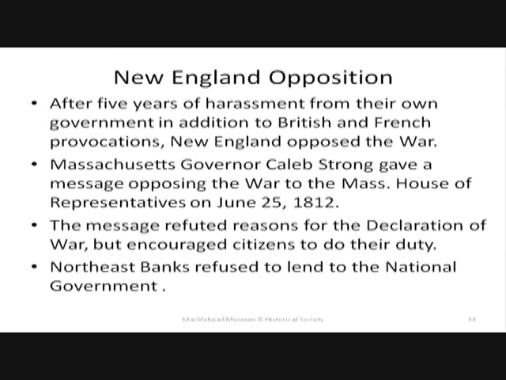And one of the more important things is all of the Northeast banks refused to lend to the national government. And the national government the year before had let the charter on the Bank of the United States expire, resulting in they didn't have any way to raise money.